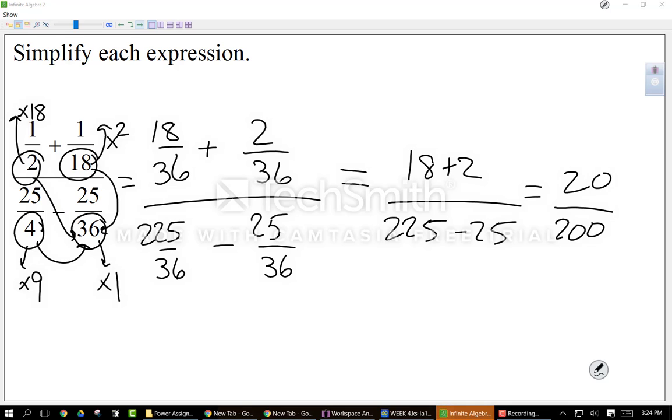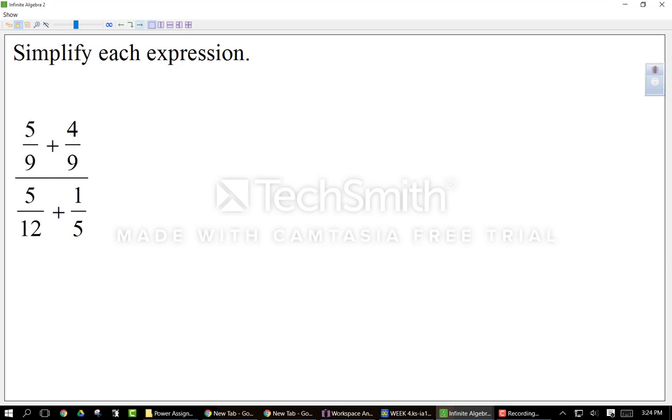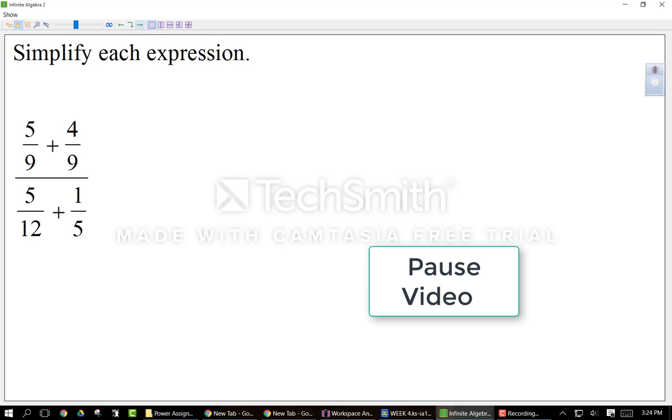you can divide them by 2 or 5 or 4 or 10 or 20. 20 is the biggest one. So if I divide them both by 20, I get 1 over 10. And that is your final answer for this one. Go ahead and pause the video to try to figure this one out using the same steps as the last one.